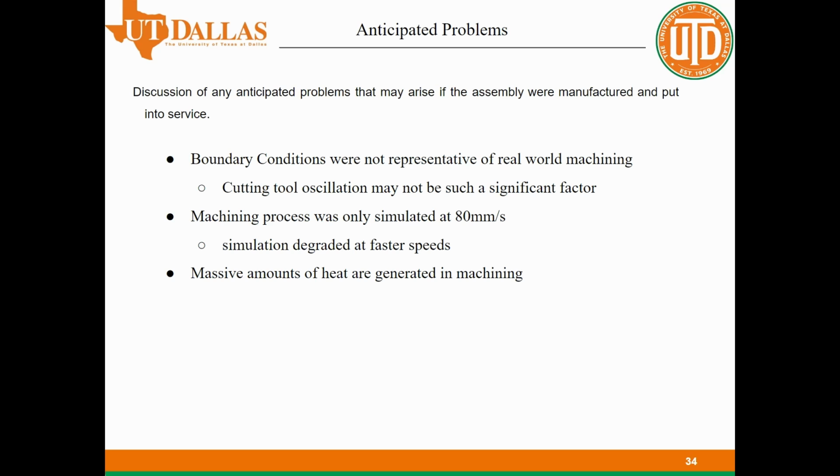If this assembly were manufactured and put into service, a number of problems may arise. The boundary conditions we used led to significant movement of our cutting edge. Our machining process occurred at a relatively slow speed of 80 millimeters per second, and in the real world, massive amounts of heat can be generated during machining, which we were ultimately unable to accurately model and thus neglected to include in our final simulations. Any or all of these factors may hinder the viability of our results for real world comparison.